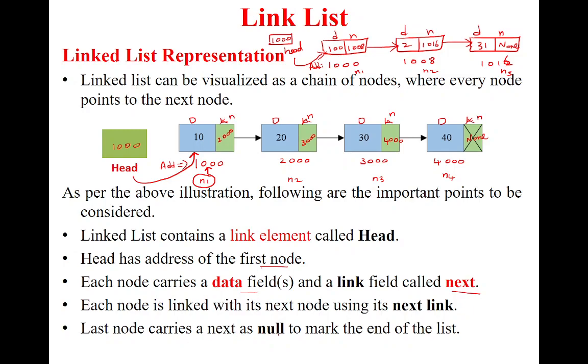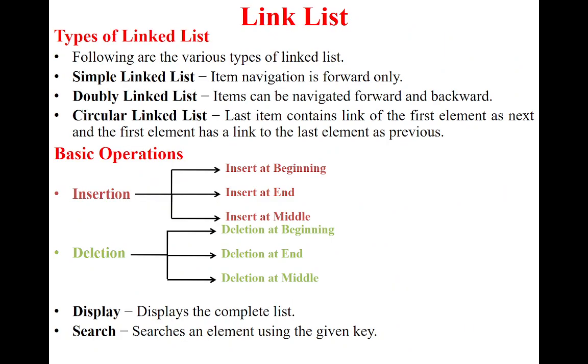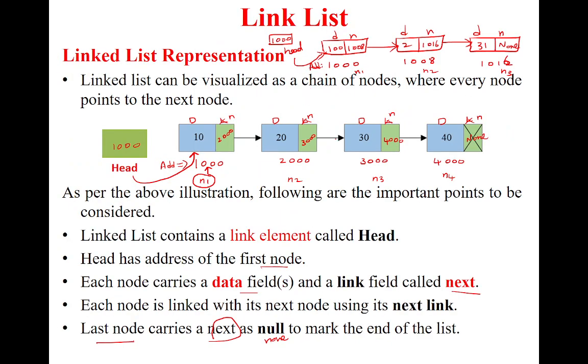The last node carries the null or none. Okay, so always the next of the last node will carry the none. So this is the basic linked list. Now we are going to see types of the linked list. Generally linked lists are called simple linked lists. It will only move in the forward direction. Okay, this is the simple linked list.